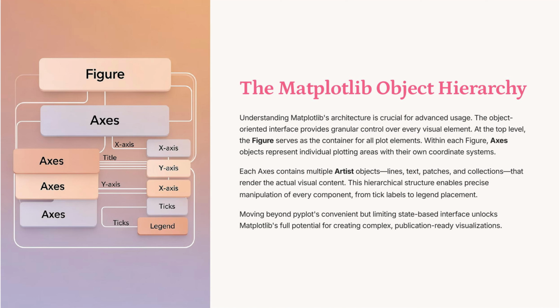Understanding Matplotlib's architecture is essential for advanced usage. The object-oriented interface offers granular control over visual elements. At the top, the figure acts as a container for plot elements. Within each figure, axis objects represent plotting areas with unique coordinate systems, containing multiple artist objects like lines and text, enabling precise manipulation of components for complex visualizations.